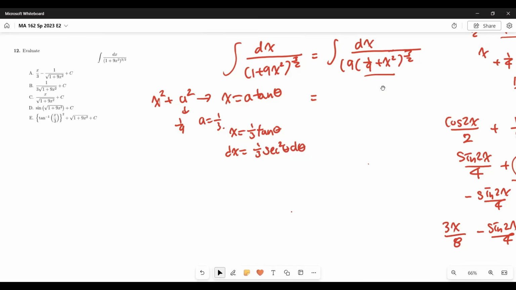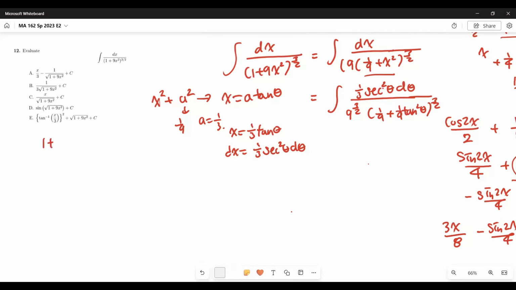Cool. So let's write it. dx is 1 over 3 secant squared theta d theta, over 9 to the 3 over 2 times (1 over 9 plus 1 over 9 tangent squared theta) to the 3 over 2 power. Please remember your trig identities for this midterm, please. This is going to help you a lot when you're taking it.